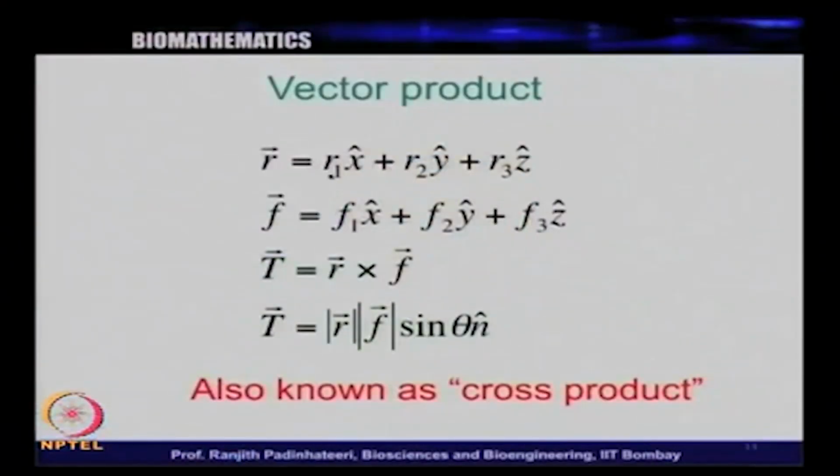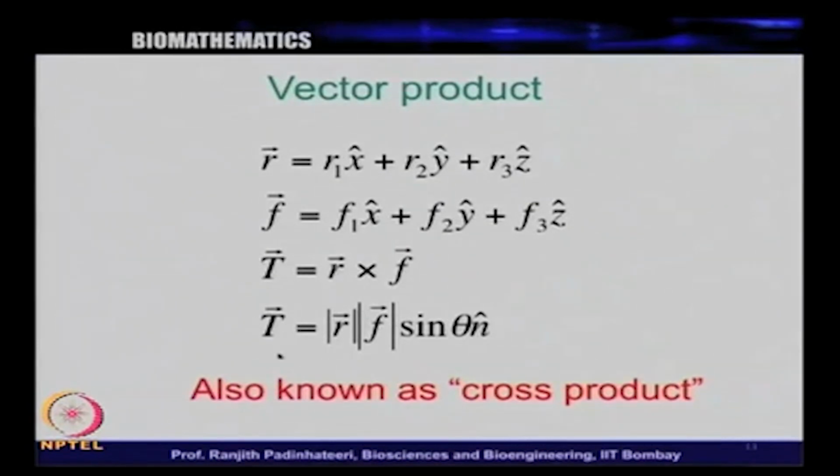So, what is the definition of a vector product? If you have a vector r, which is r1 x plus r2 y plus r3 z, and F is F1 x plus F2 y plus F3 z, you can define the torque T as r cross F. This is called the cross product. This is because r and F are vectors, and the resulting torque is also a vector.